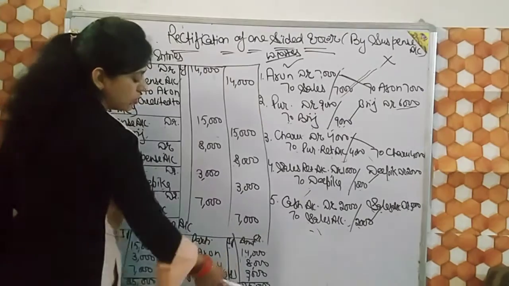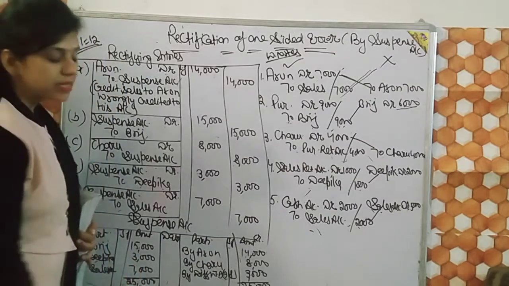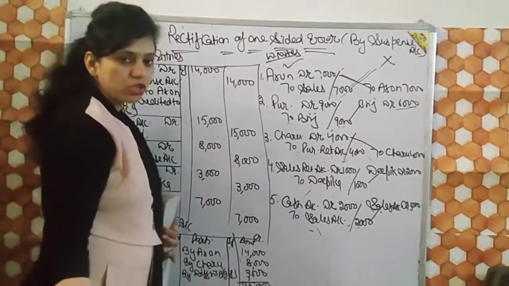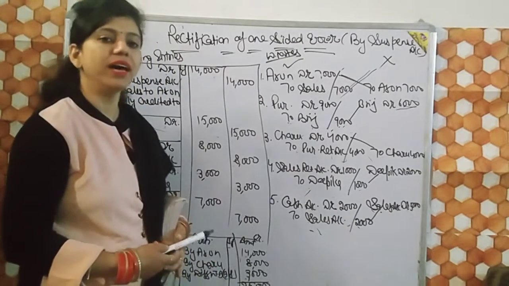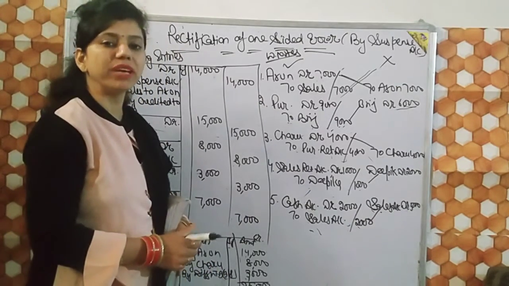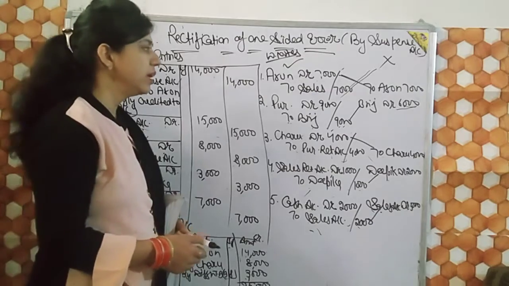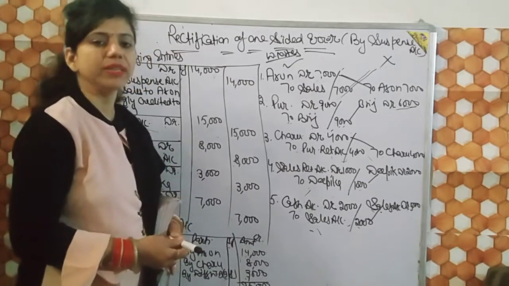So make the total of both sides equal. Sometimes this difference is given in the question. If it is given as 3,000, that means your rectifying entries are correct. So in this way you can verify your answers. I hope it's quite clear to everyone. Thank you.